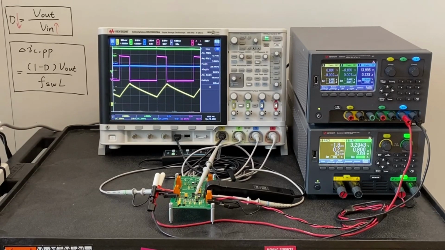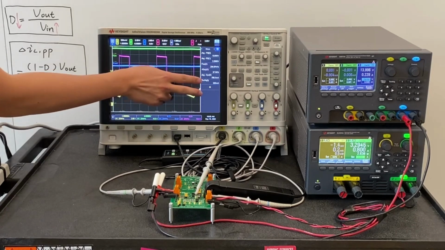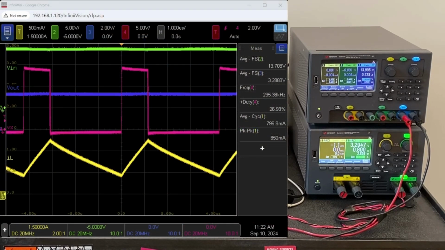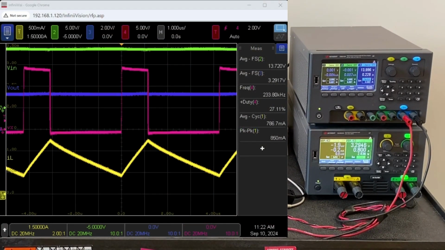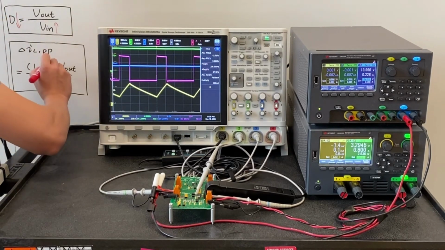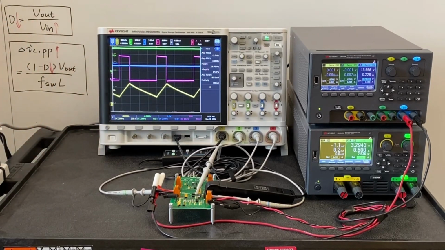Meanwhile, we can also notice that after the increase in the input voltage, the peak-to-peak inductor current ripple has increased from 550 milliamps to 850 milliamps. This is because for our buck converter, its peak-to-peak inductor current ripple can be calculated with this expression. Here, the output voltage, the switching frequency, and the inductance value are constant. Therefore, as the duty ratio becomes smaller, the peak-to-peak inductor current ripple becomes larger. This demonstrates how the change in duty ratio would affect the operation of a buck converter.